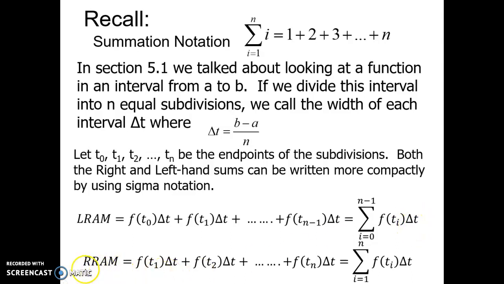And we could rewrite the RRAM this same way. We would take the right side of the interval, which was actually this side, at b, which was f of t sub n, multiplied by the width of each rectangle, and then we could add them all up, and that would be the RRAM. We could write it more succinctly as this summation.